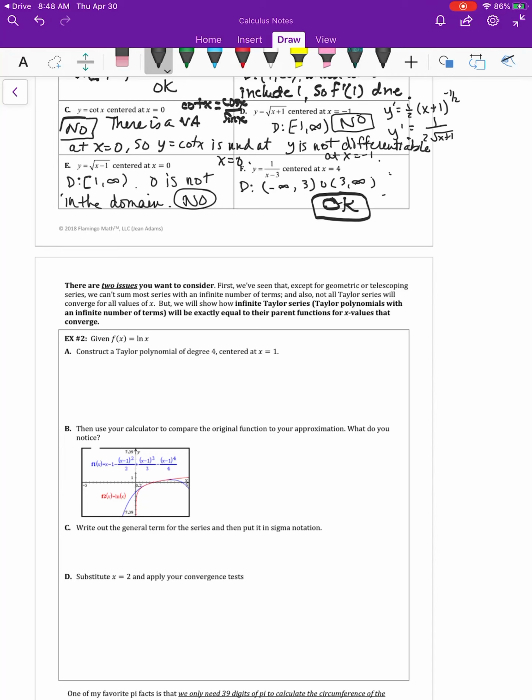So there are 2 issues you want to consider. First, we've seen that except for geometric or telescoping series, we can't sum most series with an infinite number of terms. And also, not all Taylor series will converge for all values of x. But we will show how infinite Taylor series, which are Taylor polynomials with an infinite number of terms, will be exactly equal to their parent functions for x values that converge.